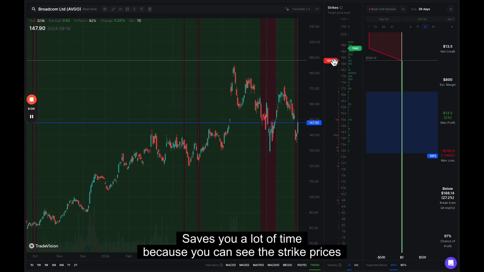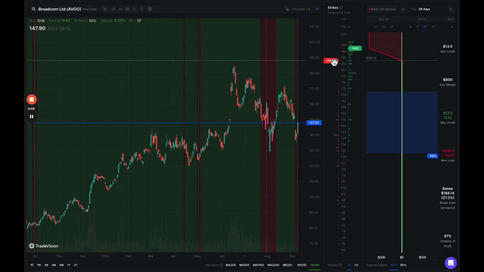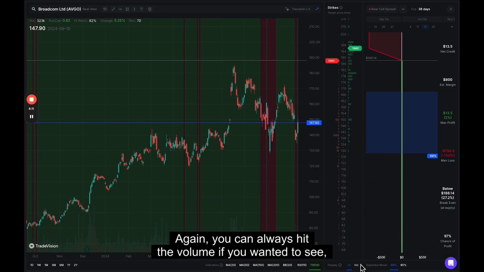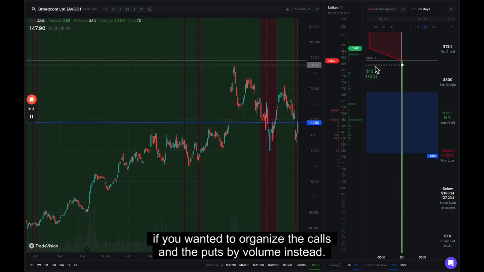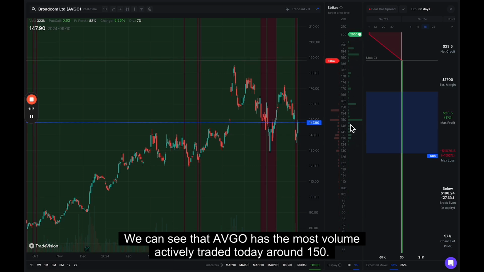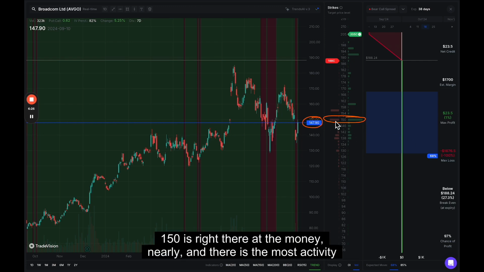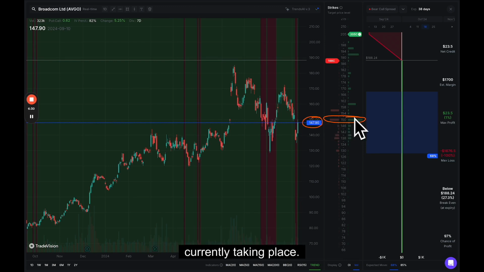It saves you a lot of time because you can see the strike prices that you want to select already that have the most open interest. Again, you can always hit the volume if you wanted to see. If you wanted to organize the calls and the puts by volume instead, we can see that AVGO has the most volume actively traded today, around 150, right? That makes sense because we're currently trading at 147.9. 150 is right there at the money nearly, and there is the most activity currently taking place. So another great tool that you can use as well.